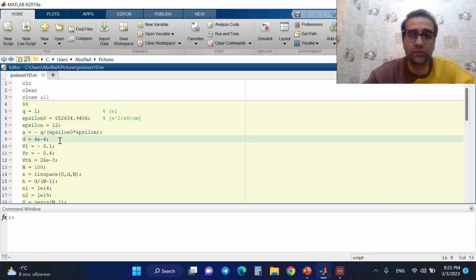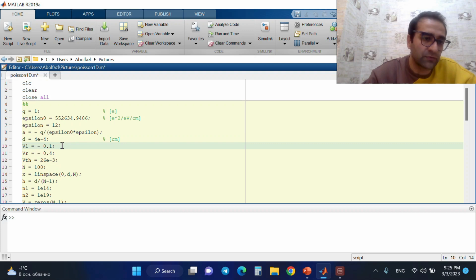And we need to define the D. Let it be 4e minus 4. And when this is 4e minus 4, the unit here should be centimeter. Why? Because 4e minus 4 centimeter is about 4 micrometer. When we use centimeter here, this unit also should be centimeter. Therefore, this value is just 4 micrometer.